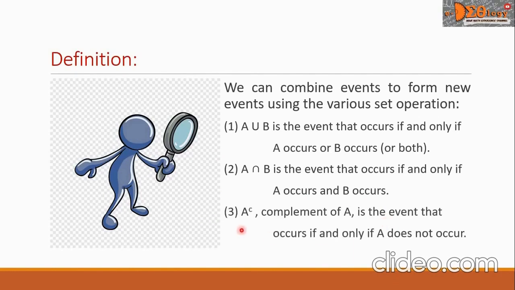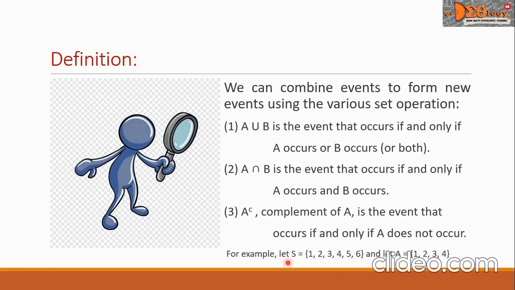The third is A complement, and we read this as complement of A. This is the event that occurs if and only if A does not occur. Sometimes this is denoted by A apostrophe and read as A prime.